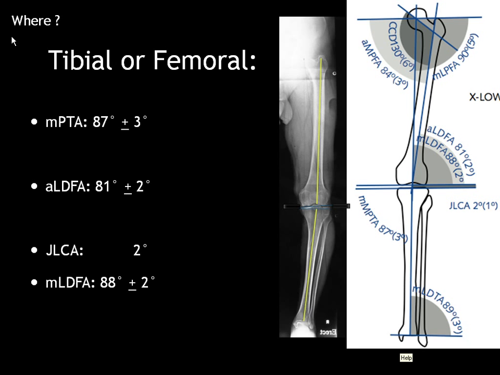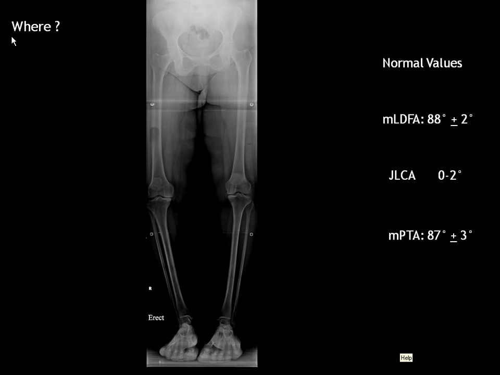So if we measure on this case, we have the anatomical measurement. We measure the lateral distal femoral angle, which is 82 degrees, which is within normal range. We look at the medial proximal tibial angle, which is 81, and that's off. So now we know that the deformity is tibial, and that's where we're going to do our osteotomy. So it's a tibial osteotomy, not a supracondylar osteotomy.